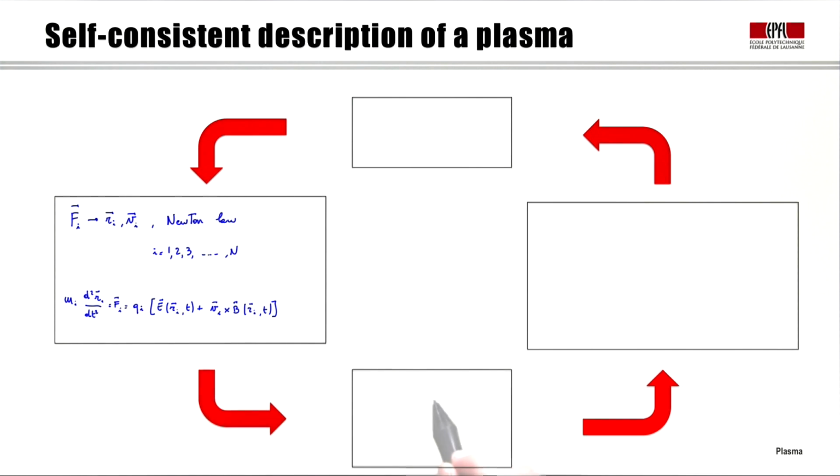Once we know the position and the velocity of all particles, we can evaluate the charge density and the current density. In fact, the charge density will be equal to the sum over all particles of their charge times a delta function that takes into account that particles are located at the position Ri. And therefore, the contribution of the charge will be equal to 0 everywhere else but at their own position. Similarly, the current density will be equal to the sum over all particles of their charge, times their velocity, times the delta function that takes into account that particles are located at Ri.